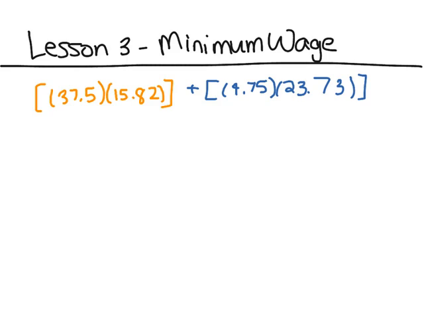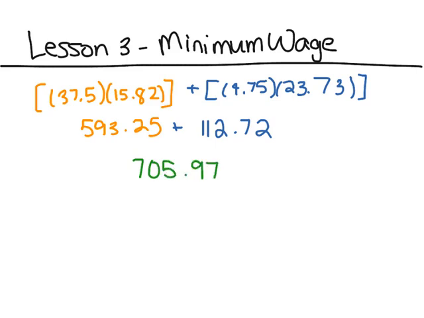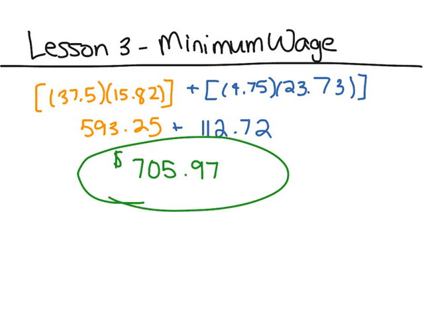So when you multiply the first one together, so the regular pay, you'd get $593.25. And when you multiply your overtime hours together, you get $112.72. And when you add it all completely, it's $705.97. So that is his total amount that he earned for the entire week.